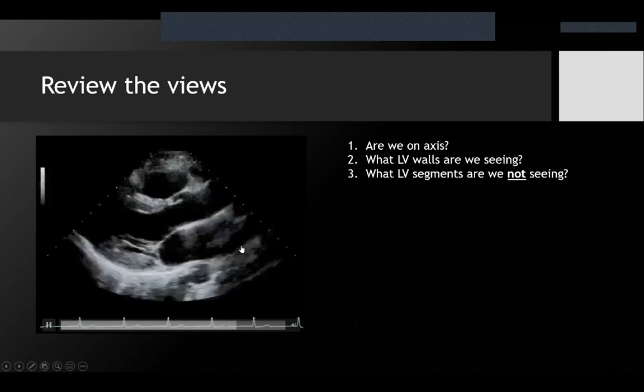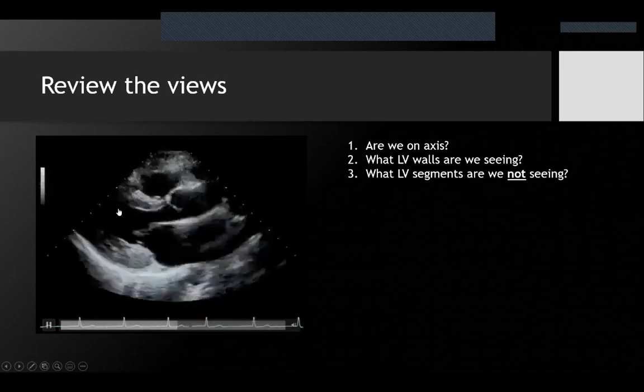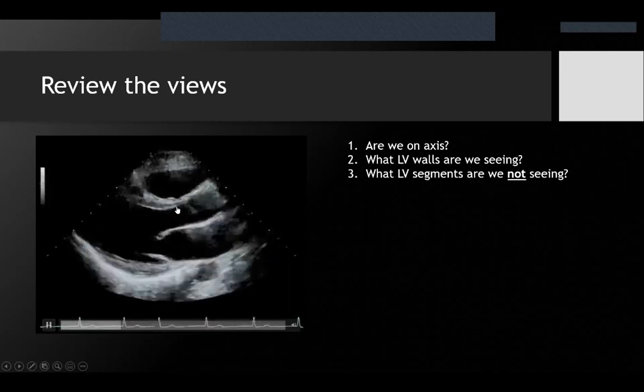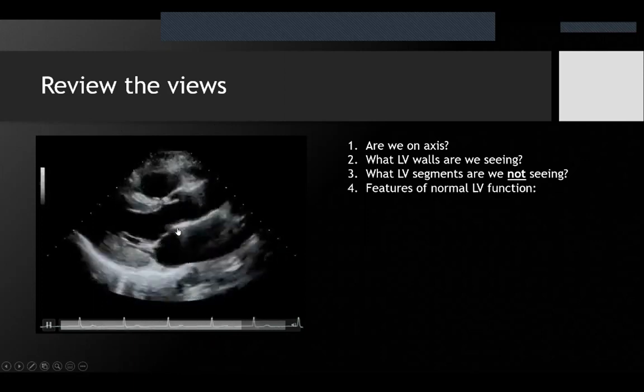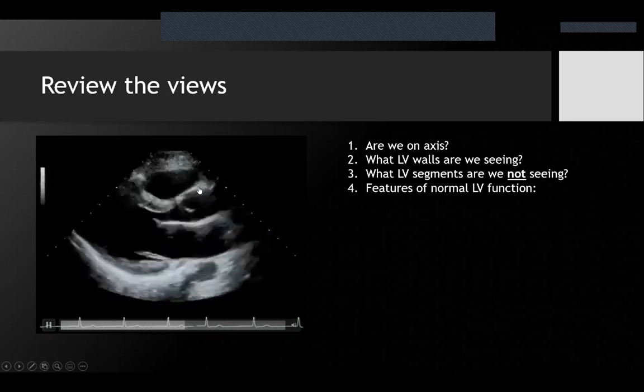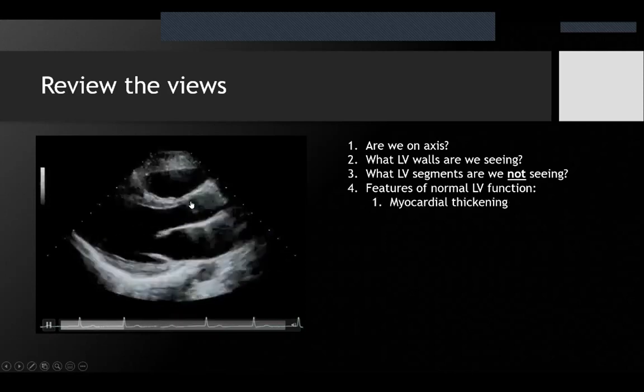So we're knowing that we're on axis by looking at these valves, by not seeing the apex, we're identifying the anteroseptal wall and the inferolateral wall. And then the last thing to look at are the features of normal LV function. And so the first thing to look at is myocardial thickening, right?